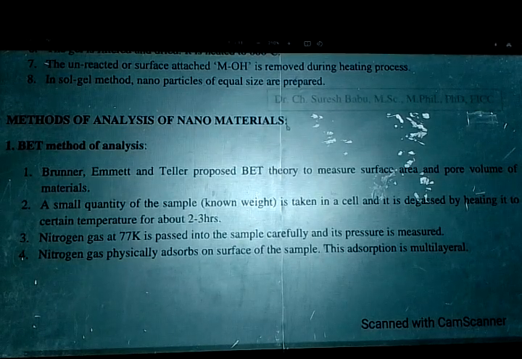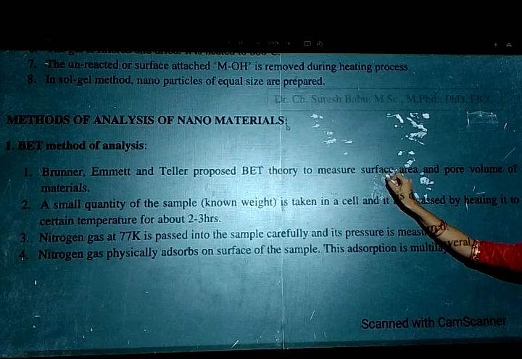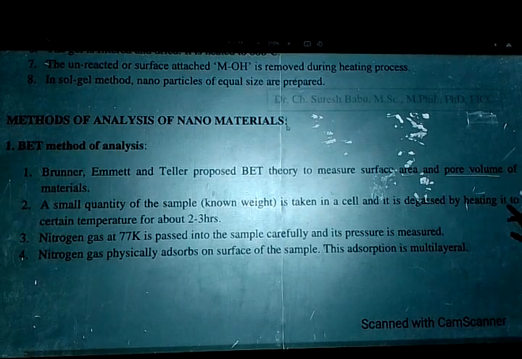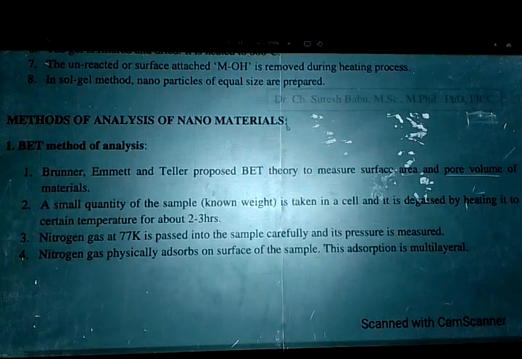So the first, coming to the BET method of analysis, Brunauer, Emmett and Teller. These three scientists have proposed the BET theory and it is used to measure what? Surface area and pore volume, as we have discussed in the before picture. Remember? So the surface area and pore volume of materials can be measured by using the BET theory.